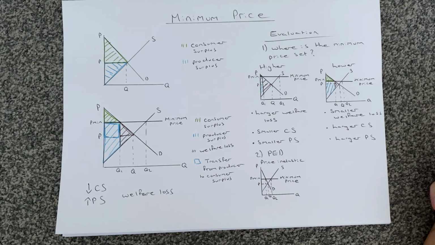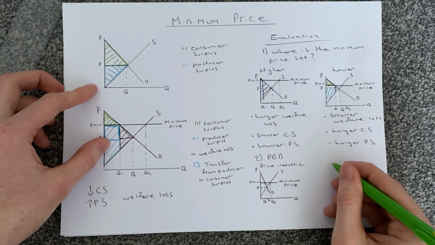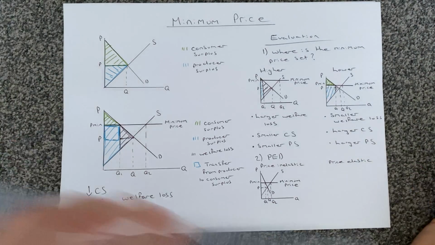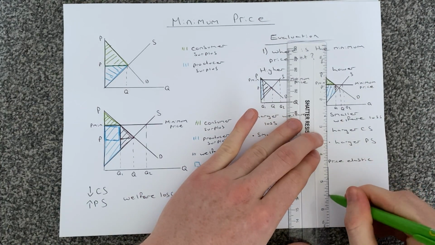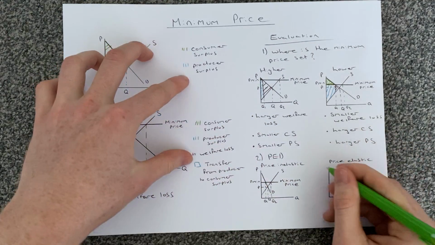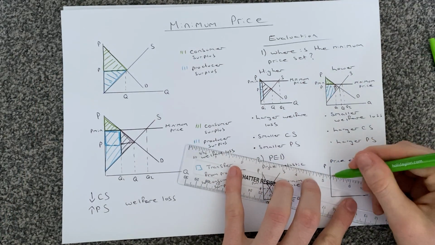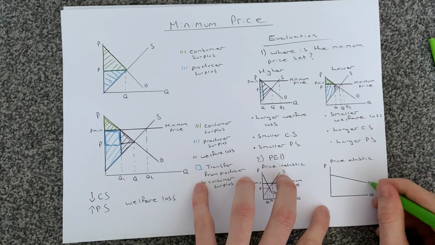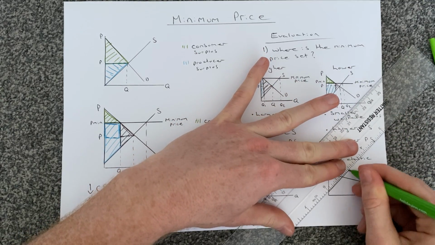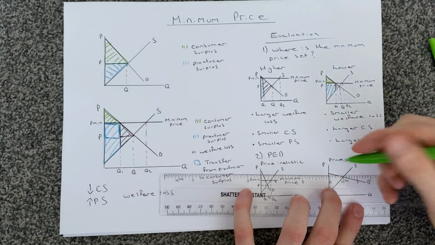Okay, and then we will draw our price elastic demand curve. So we'll draw the diagram for this. Price, quantity, draw a nice shallow demand curve. Add in our supply curve. And then we'll add in our minimum price.